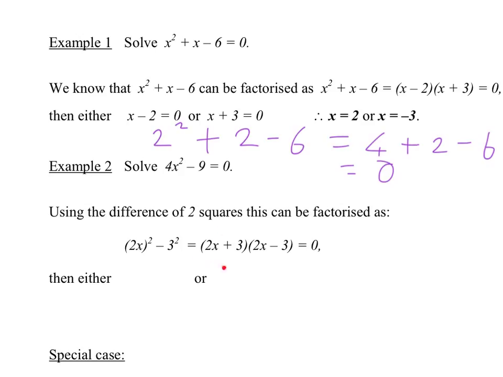So either this 2x plus 3 can be equal to 0, or the 2x minus 3 can be equal to 0. Then it's fairly straightforward after that. Solving those two equations should give us x equals negative 3 over 2 or x equals positive 3 over 2.